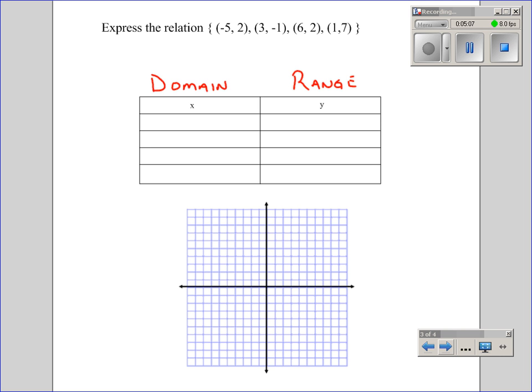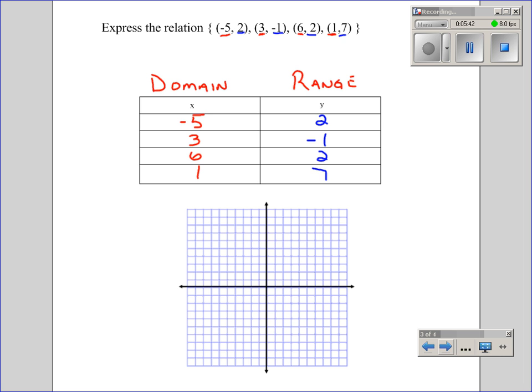So all of our x's, our first x would be -5. Next x is 3, followed by 6 and 1. Now moving over to our range, or the y's, we have 2, -1, another 2, and 7. So there is your relation in table form.